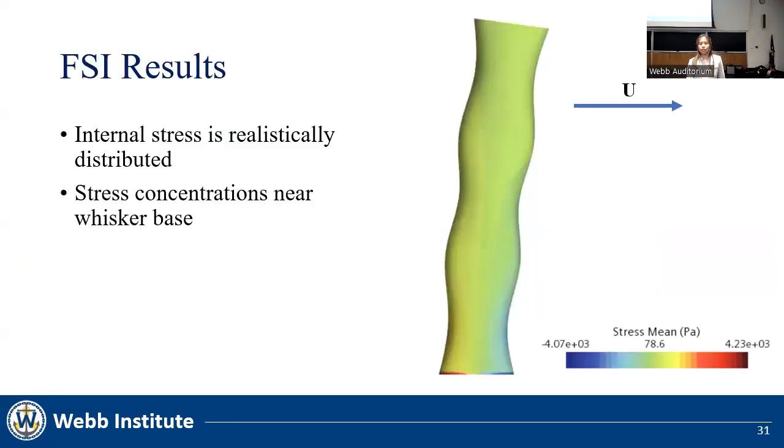This graphic shows the flexible cylindrical model from the FSI analysis. Flow is to the right. The internal mesh stress is shown on the scale. This internal stress plot is realistic because the model shows stress concentrations, or areas of higher and lower stress, at the base of the whisker, where the whisker's movement is constrained.